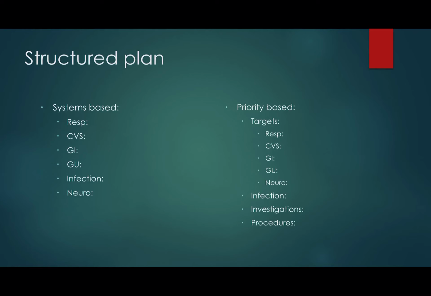So in terms of creating a plan, there are 2 different ways that people talk about it. You can either do a systems-based plan, where you talk about each system in turn, or a priorities-based plan. Most people in intensive care tend to go towards a priorities-based plan, only because it stops you from forgetting different aspects. And the priorities are targets, and then we talk about each of the systems in turn and the targets that you want to achieve. Infection, whether there is any, and the treatment plan for that.